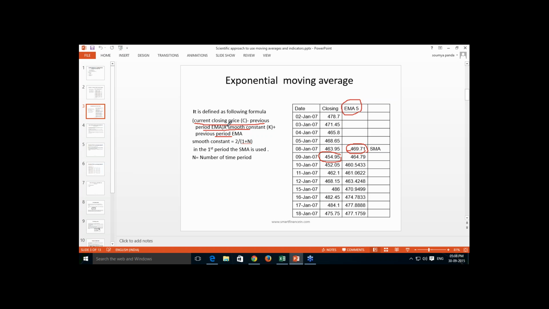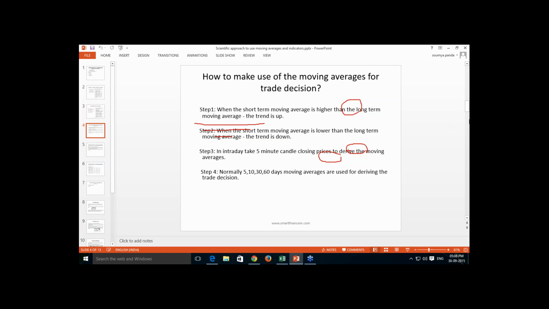Some analysts say that it is axis shifting. Some people say that it is parameter adjusting. Whatever may be the meaning, because of this first part, this produces a more accurate result as compared to the simple moving average. That accuracy varies by some 20 to 30% as compared to the simple moving average.